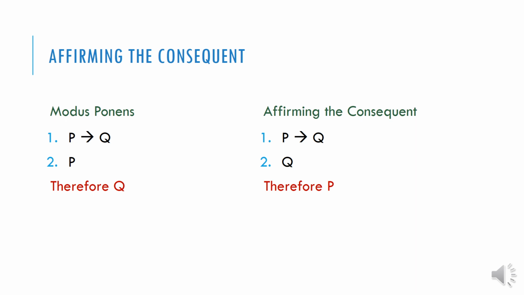When we're affirming the consequent, however, rather than affirming the antecedent, the P, we're affirming the consequent and suggesting that if P then Q, and then Q is true, that P must be true.